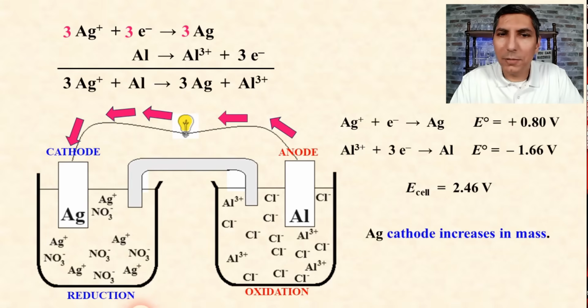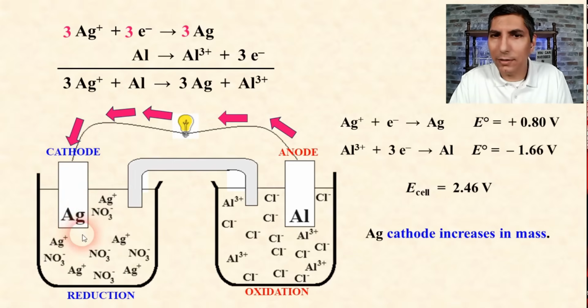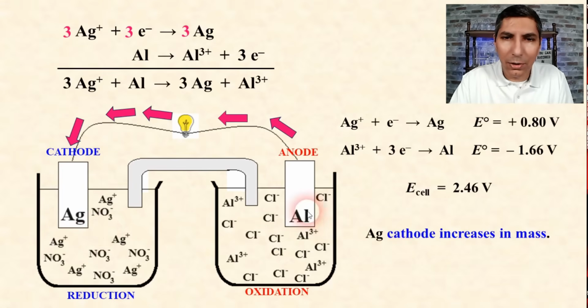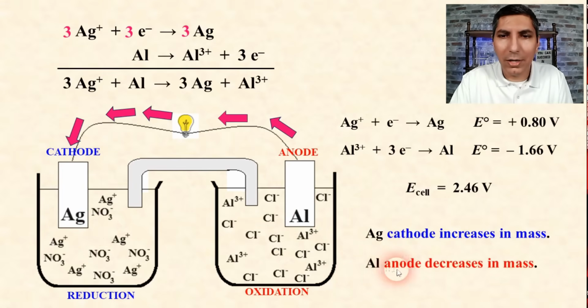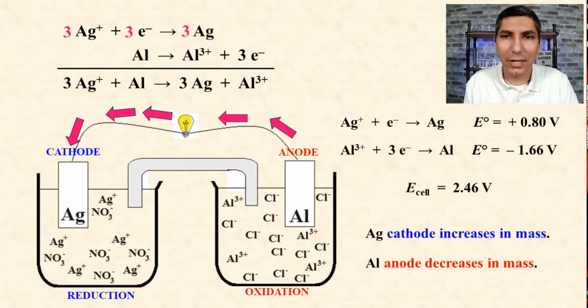Okay? And generally speaking, when you have metals like this, the cathode is going to increase in mass, so the silver is going to get more massive, the cat gets fat, and the anode, the aluminum here, is going to decrease in mass. So there we have our entire course in a relatively quick cram session.